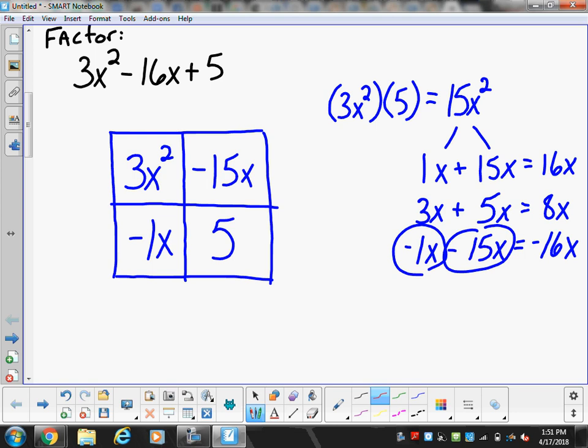What common factors does negative 1x and positive 5 have? The only factor they have in common is a 1. But we're going to put them over here. So whatever is with the x, that sign is what's going to stay with it. So instead of 1, we're going to leave it with negative 1. So I'm just going to write it out to the left side.